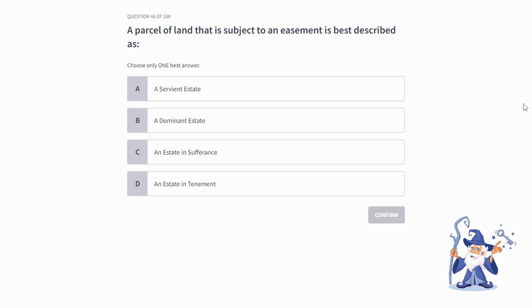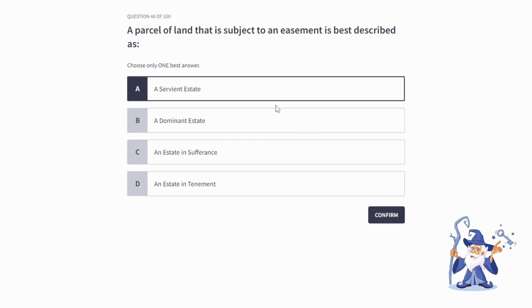46. A parcel of land that is subject to an easement is best described as, and it gives us four options: A, a servient estate; B, a dominant estate; C, an estate in sufferance; or D, an estate in tenement. So take a moment to read it over and come up with your answer. Okay, so what is the correct answer for this one?